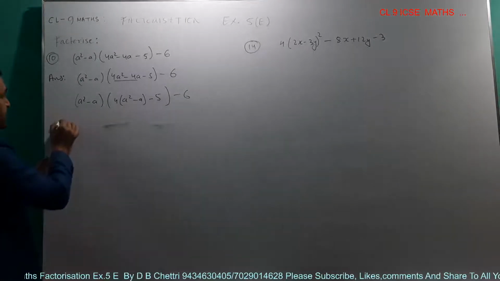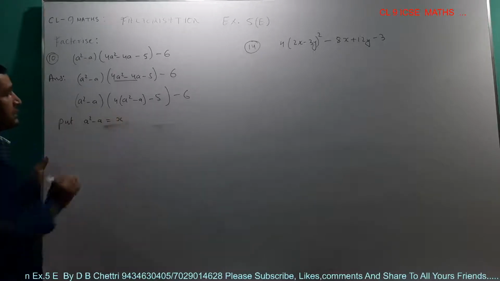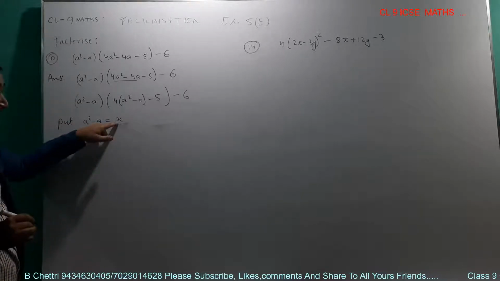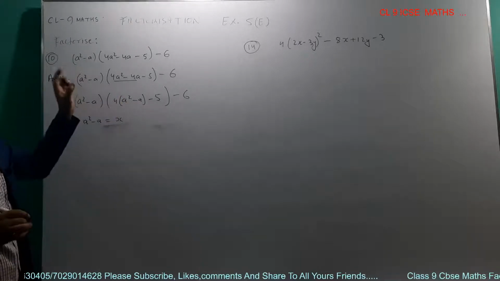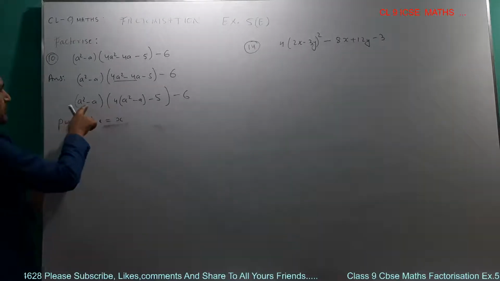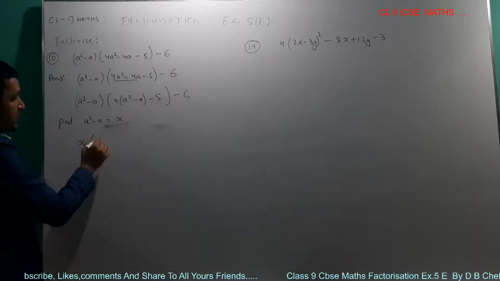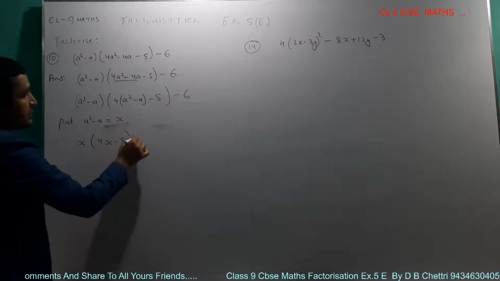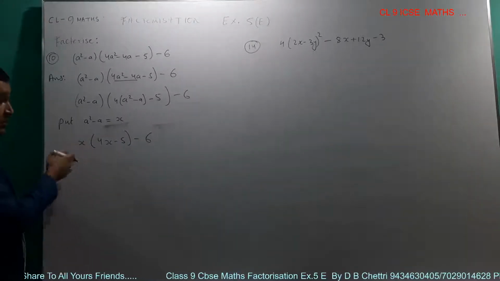Now we are going to replace a square minus a by x. That means this is replaced by x, and this expression is also replaced by x. If the same expression is there, we can replace it by any letter to convert it into a simple form. So now we have x, then 4 (x) minus 5, minus 6. Now the expression has come into a simple form, and now it is easy to multiply also.